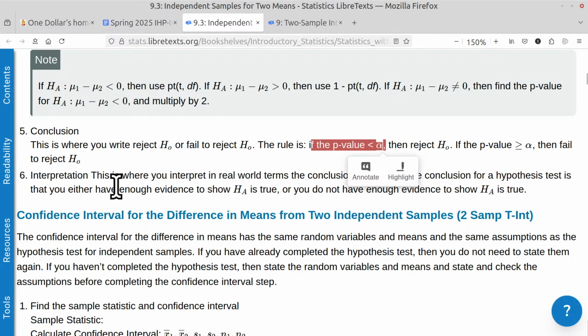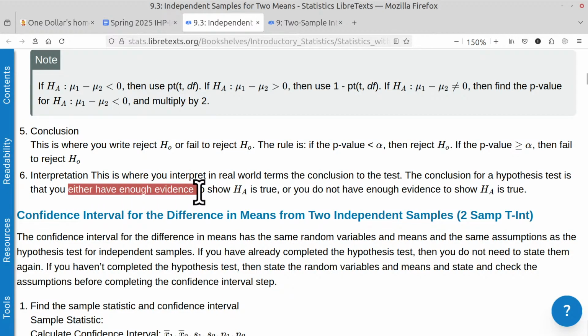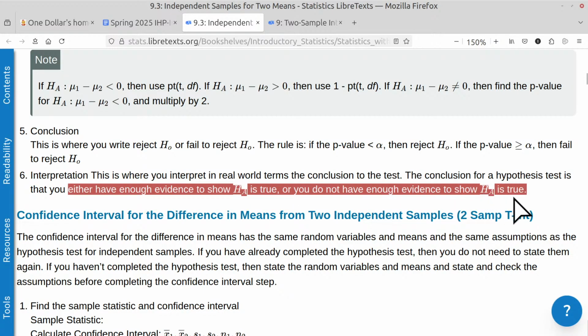Interpretation: this is where you interpret the conclusion to the test in real-world terms. The conclusion for a hypothesis test is that you either have enough evidence to show the alternative hypothesis is true, or you don't have enough evidence to show that it is true. Okay.